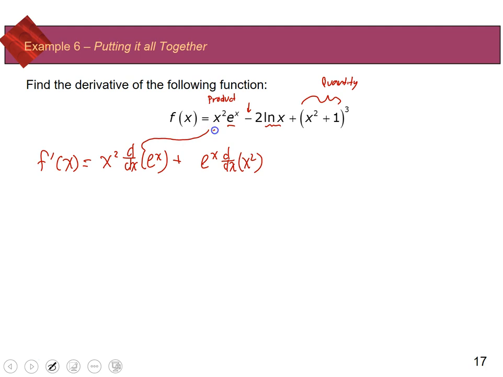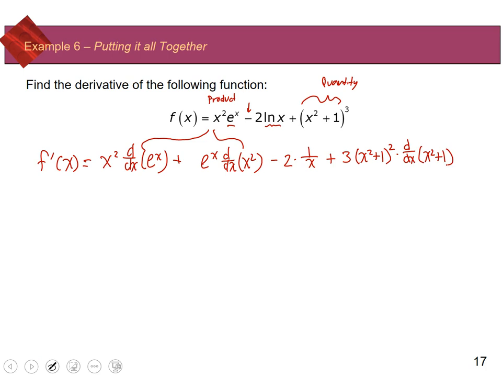This takes care of the product rule. Here I'm going to have minus 2 times 1 over x, as that's what the natural log of x's derivative is. 2 is just a constant multiple. Plus, when I do the derivative of this, I'm going to have 3 times x squared plus 1 to the second power times the derivative of x squared plus 1.